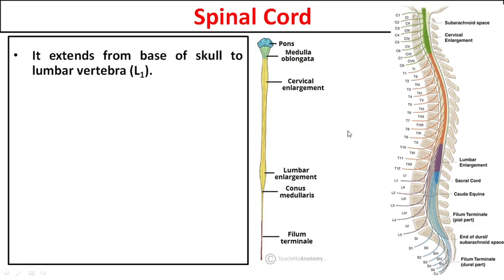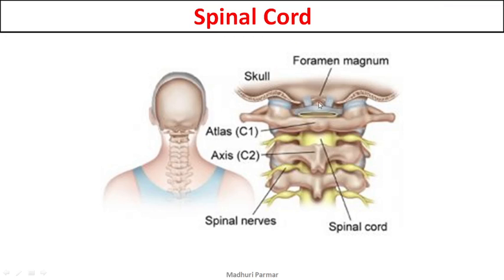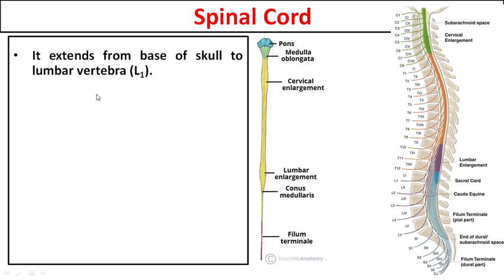Let's talk in a little detail about the spinal cord anatomy. It extends from the base of the skull, which is here, to the lumbar vertebra. Lumbar is the lowermost portion of your back.